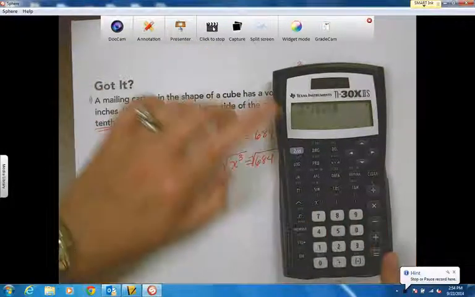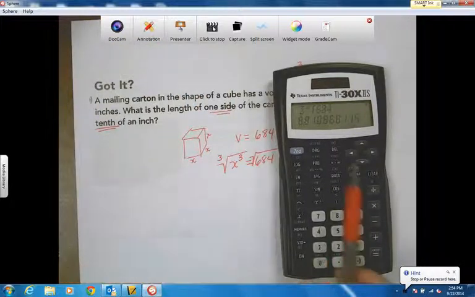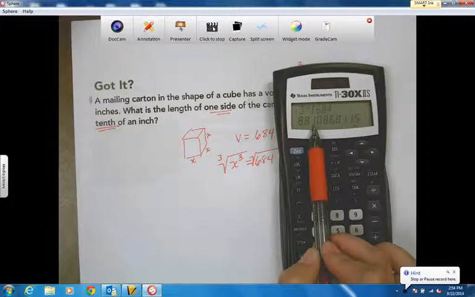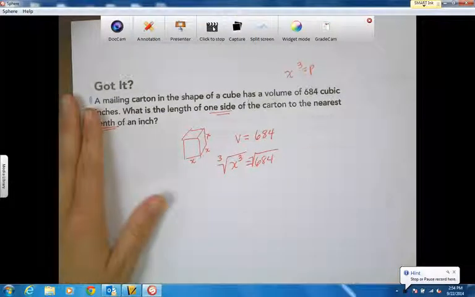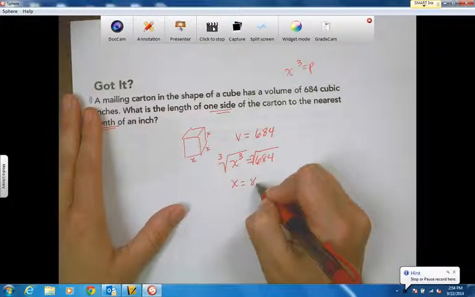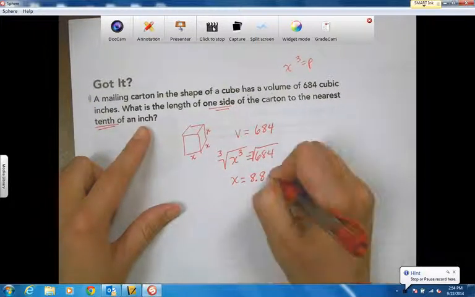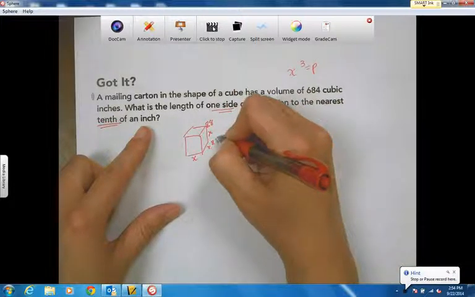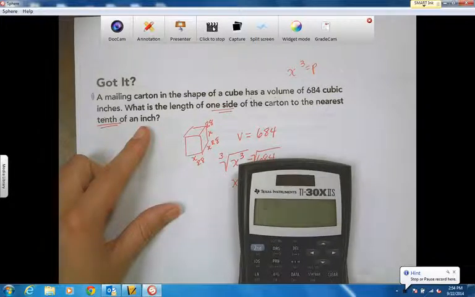So to round to the nearest tenth, there's your tenth place. This number is the number I look at. That's a 1. 4 and below, you're going to let that go. So we're going to let it stay at 8. So to the nearest tenth, x is going to be 8.8. And then if it gave me units, which it did, so what that means is each of these sides is 8.8.